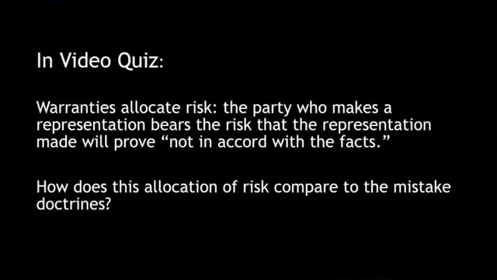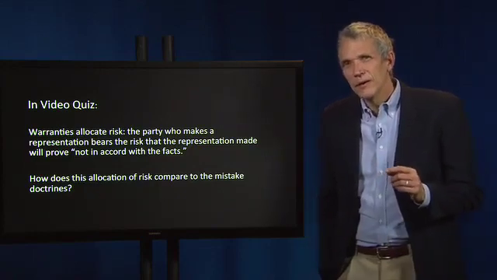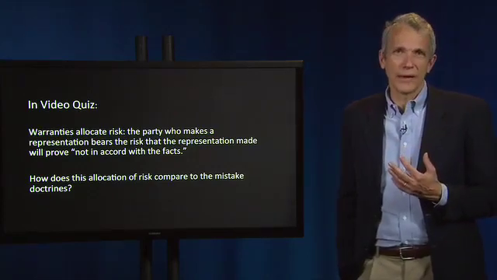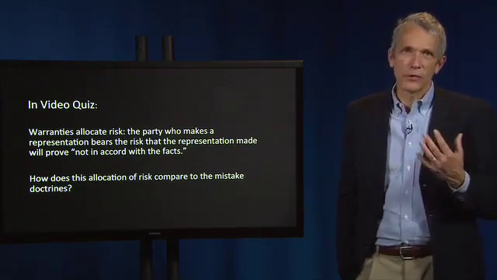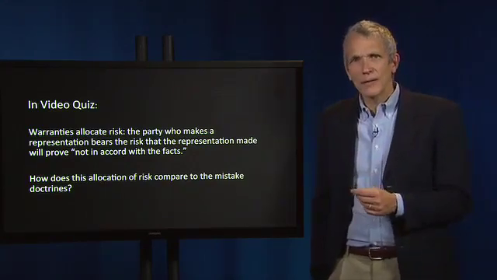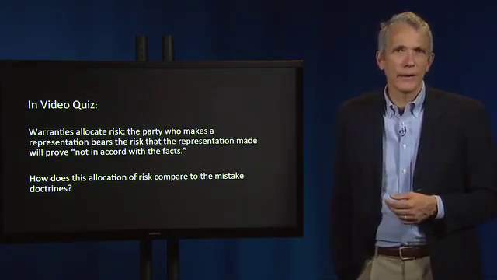Warranties are very important because they allocate risk. The party who makes a representation bears the risk that the representation made will prove, quote, not in accord with the facts, unquote. How does this allocation of risk compare to the mistake doctrines we've earlier discussed? Well, mistake doctrines tend to let sellers out of contracts where there are basic mistakes that increase the value of the thing traded. Think of Sherwood versus Walker. And the mistake doctrines let buyers out of contracts where there are basic mistakes that decrease the value of the thing traded. Think of the Lenawee case.